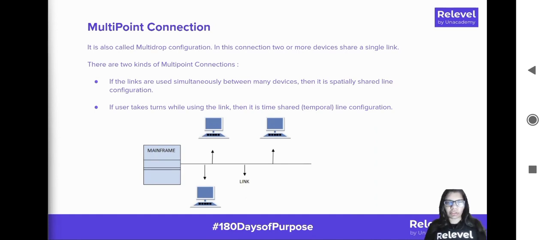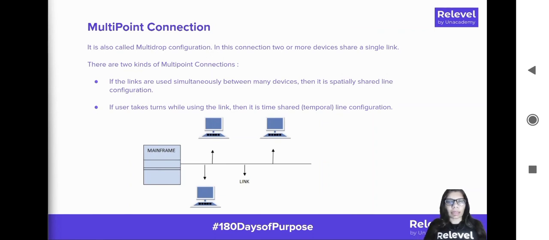What is spatial sharing here? If several devices can share the link simultaneously, it is called a spatially shared line configuration. That means all the devices are using that same link at the same point in time. So that particular link is shared simultaneously, which we refer to as spatially shared line configuration.